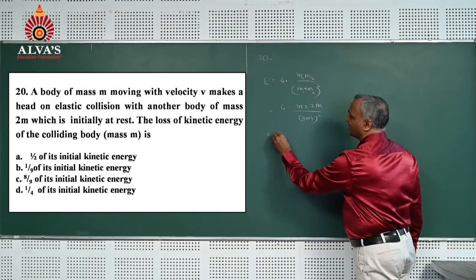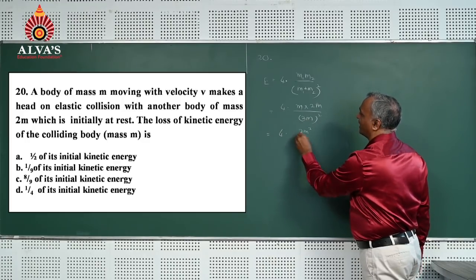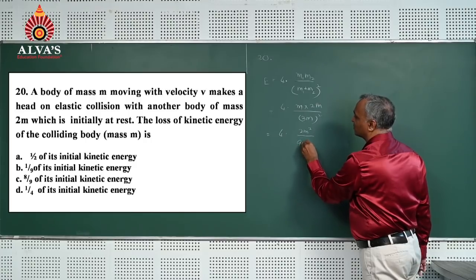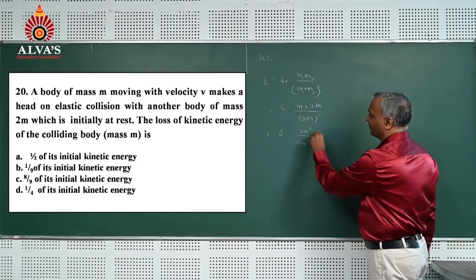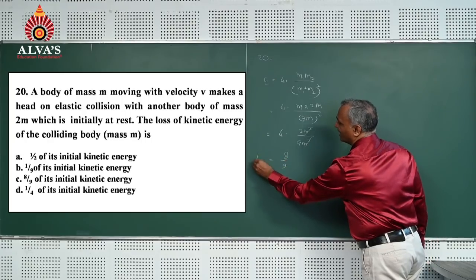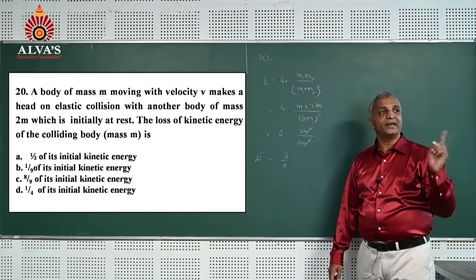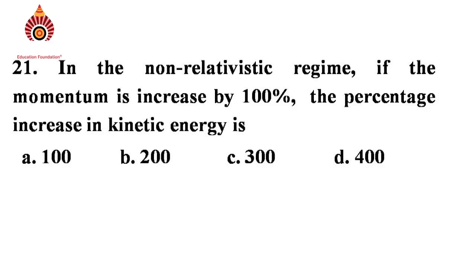So it becomes 4 into 2m square divided by 9m square. So the m square cancels, and you are going to get 8 by 9. So the energy transferred from the first body to the second body is 8 by 9 of its initial kinetic energy. So I'll go for option C.